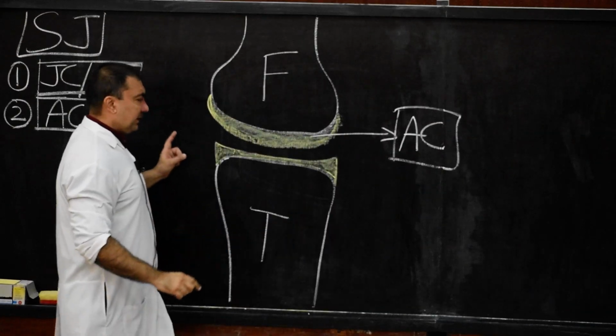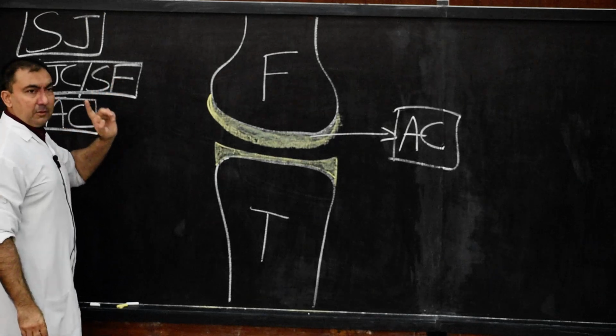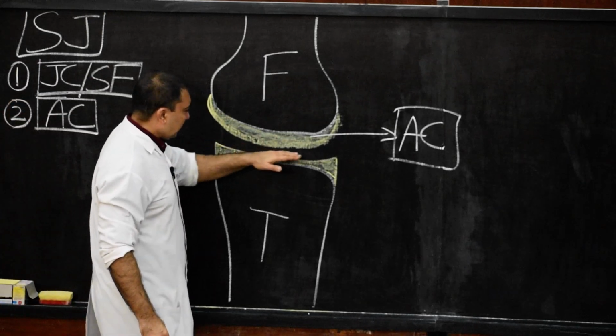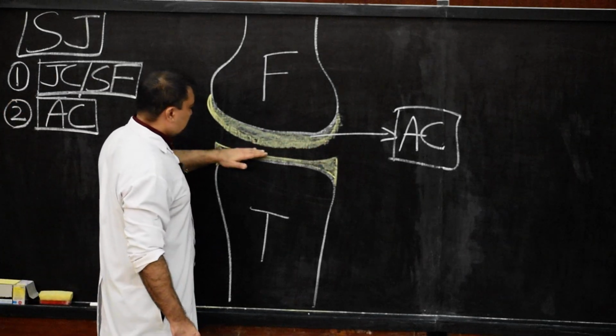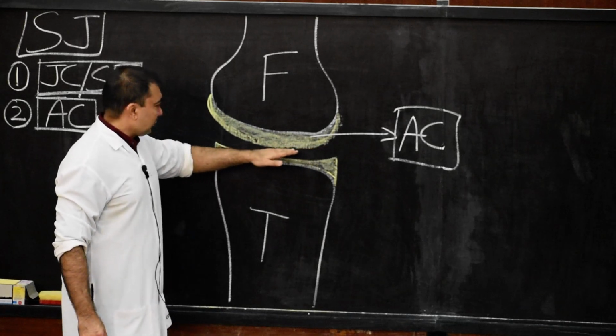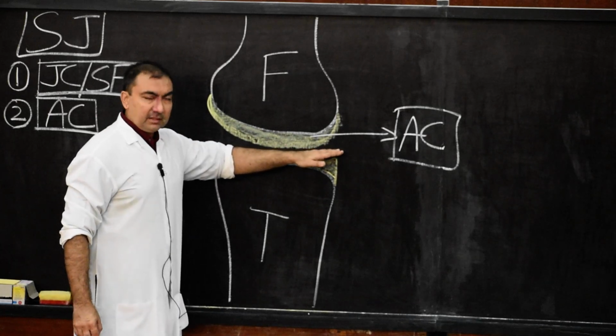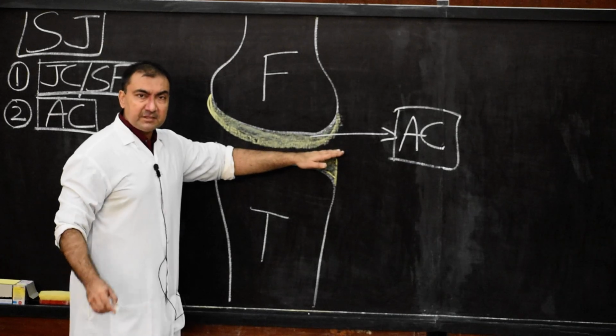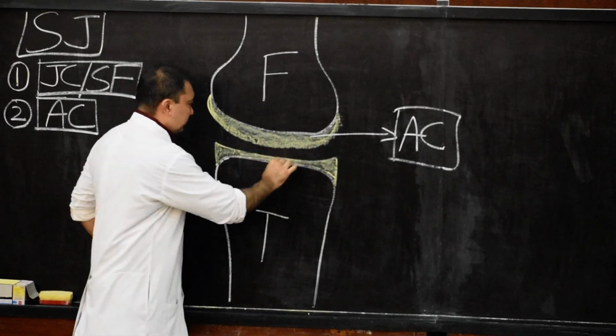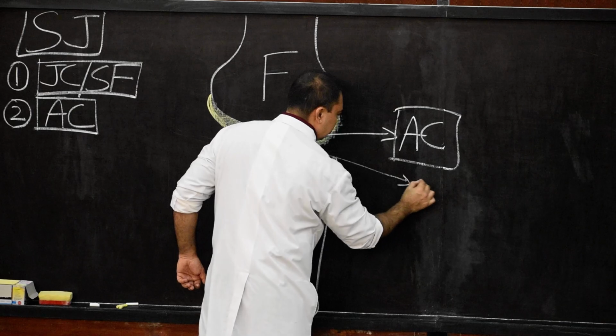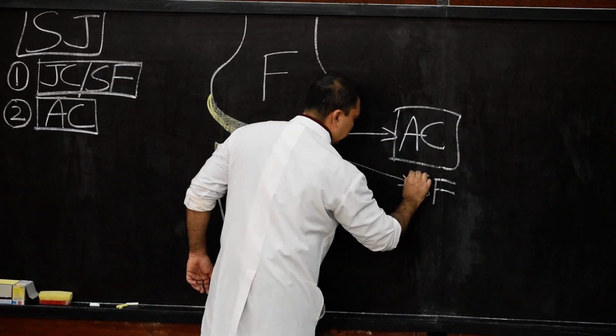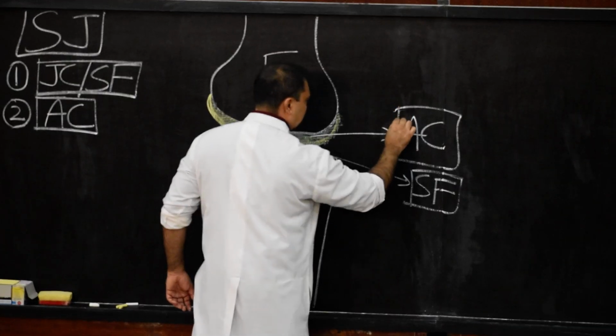Now, what was the first characteristic feature? Synovial fluid. This cavity which is present is the synovial joint cavity, in which there is the presence of synovial fluid. So here inside there is synovial fluid. These are the two characteristic features.